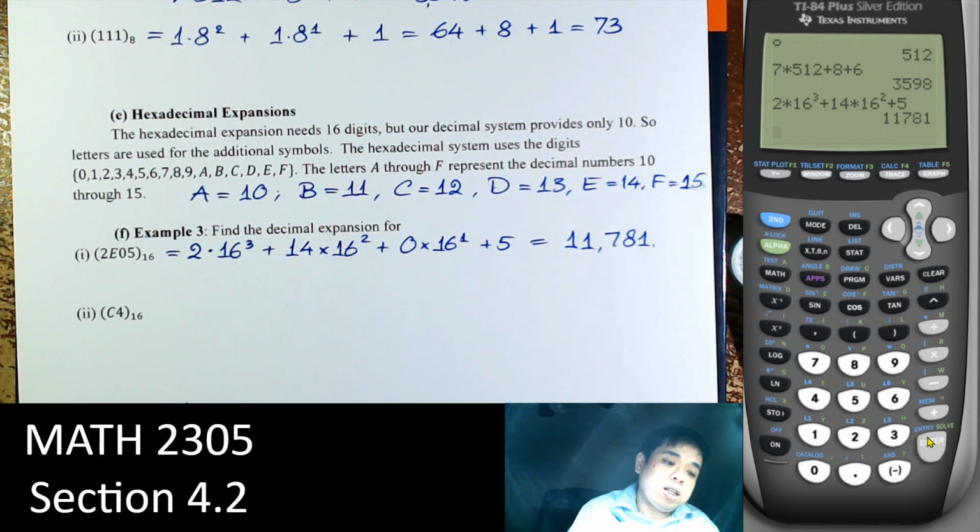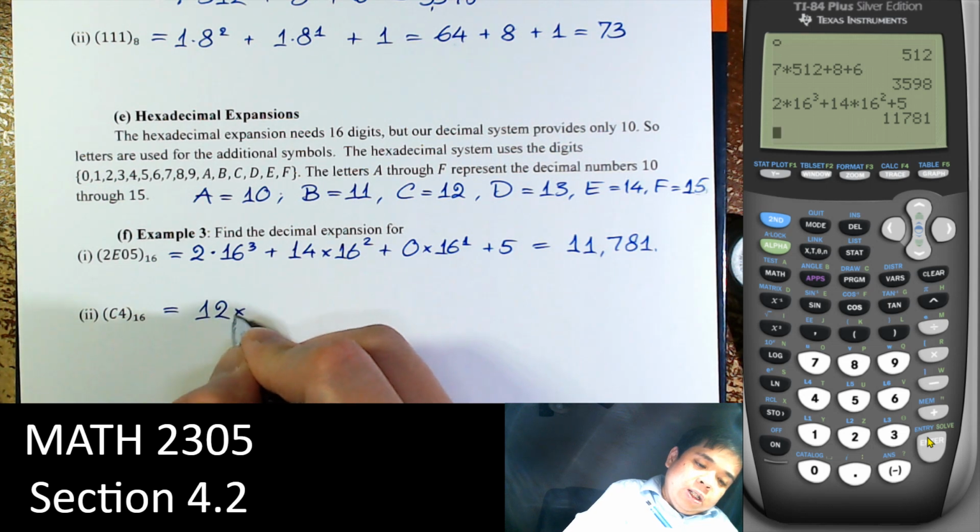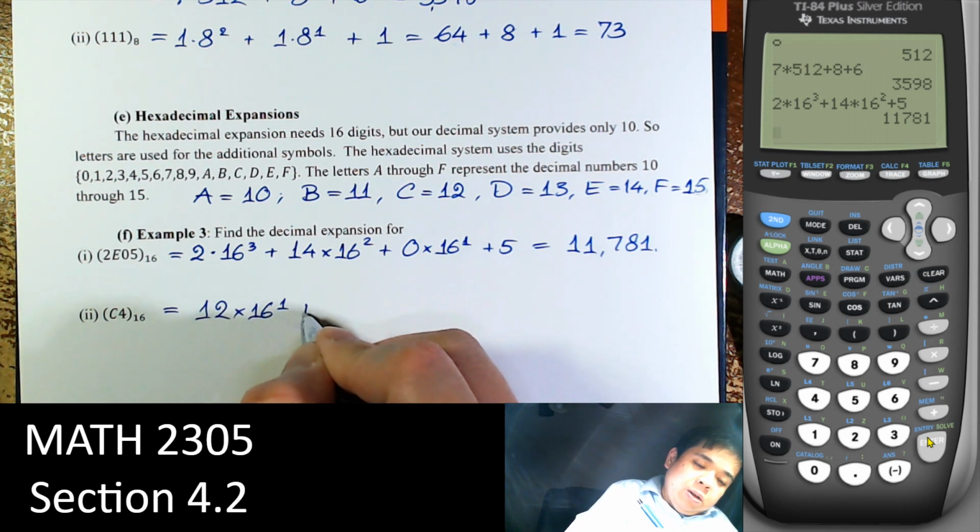Next, C for 16. C is 12 times 16 to the first plus 4.